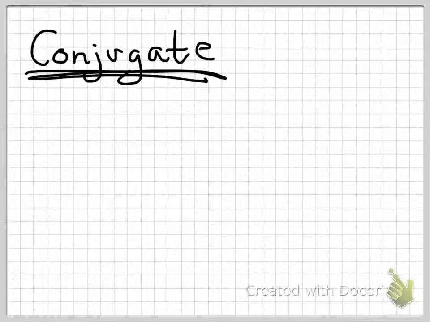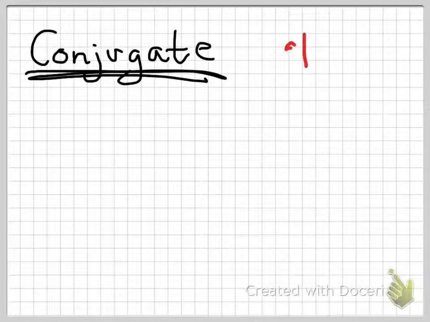Let's talk about the conjugate a little bit. This is a really useful strategy when we're solving limits that can't be easily solved by just plugging in or substituting in the limit value. So the way the conjugate works is very simple. It's based on the idea of multiplying by 1.